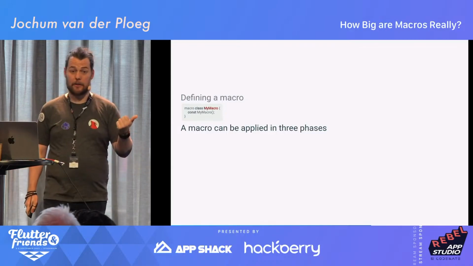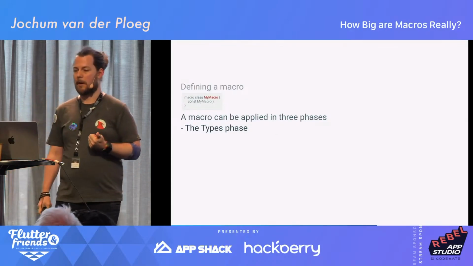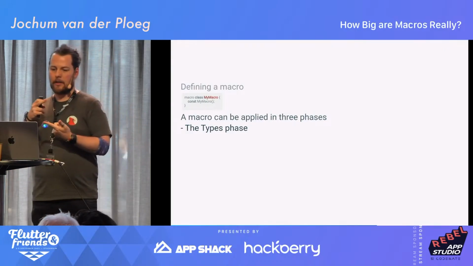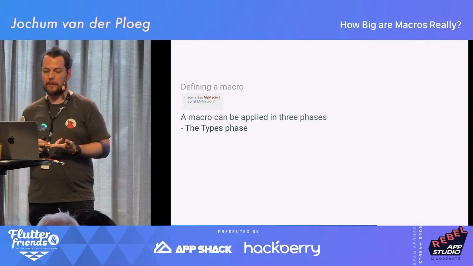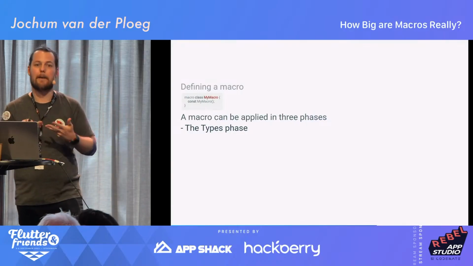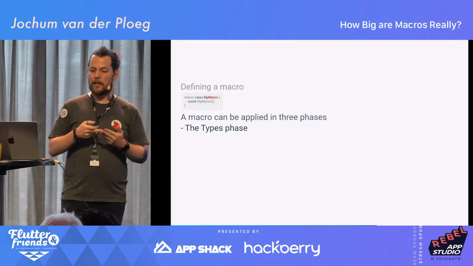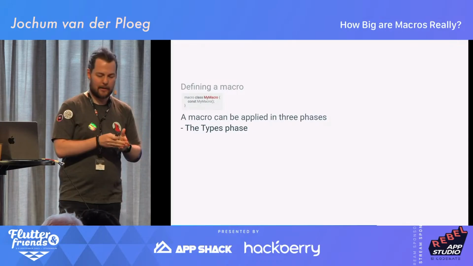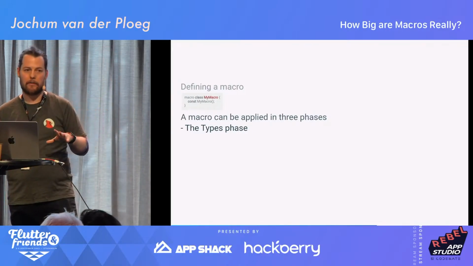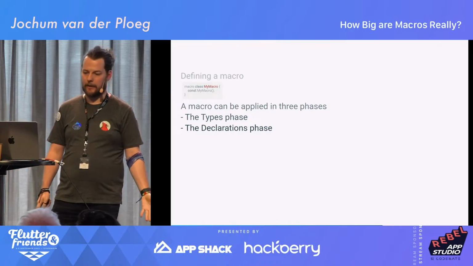The first phase is the typing phase. In the typing phase, the macro can add new types to your program. So you can define classes, type definitions, and enums. But it doesn't add the implementation or the declaration of it in this phase. It can only add types that will also be exposed. So it can't do private classes or anything like that. You have the declaration phase for that.